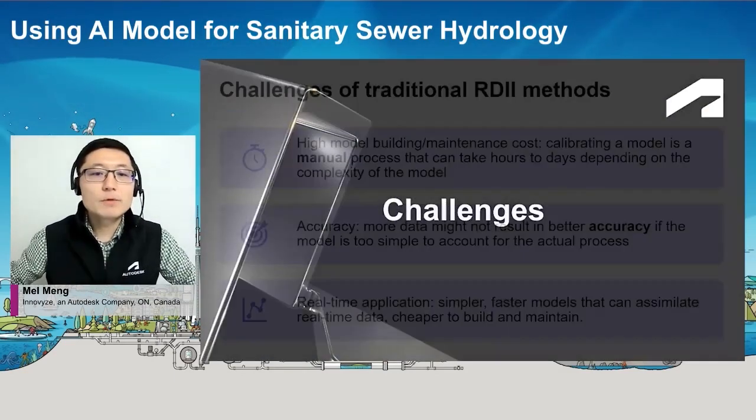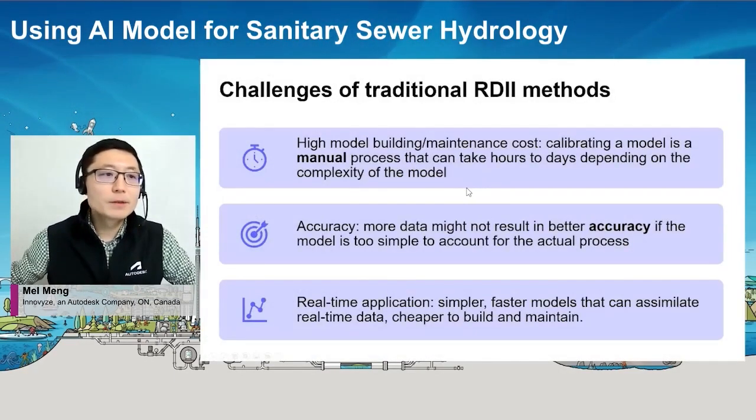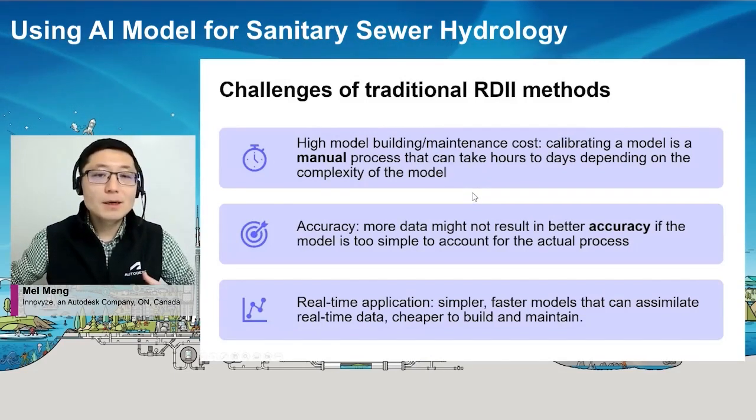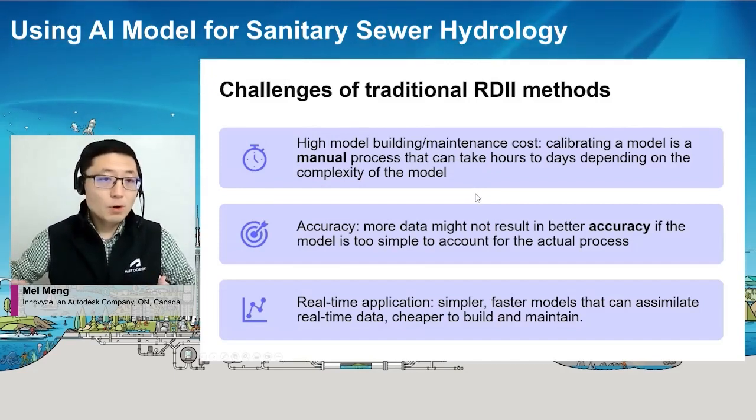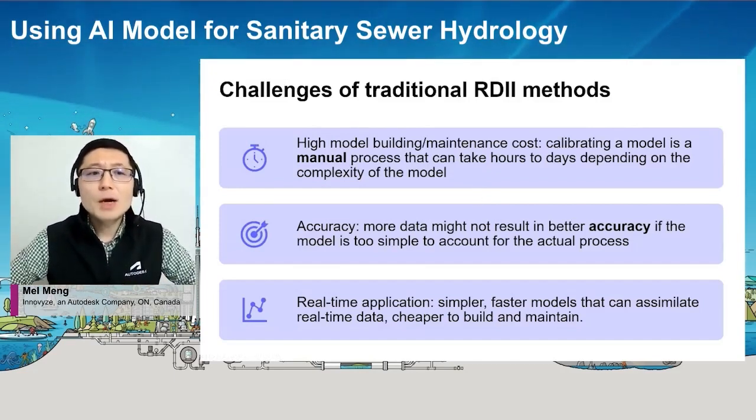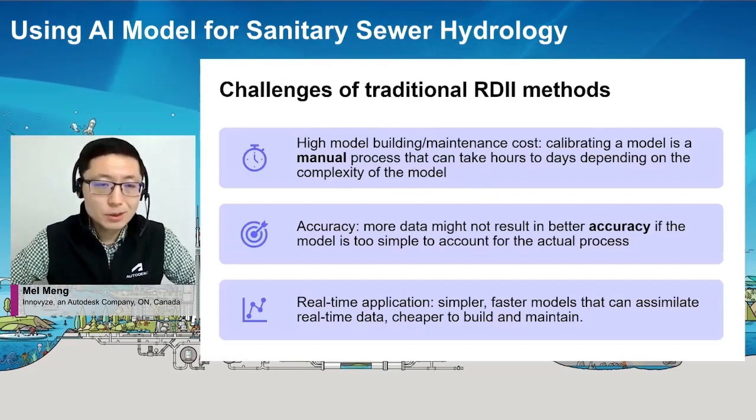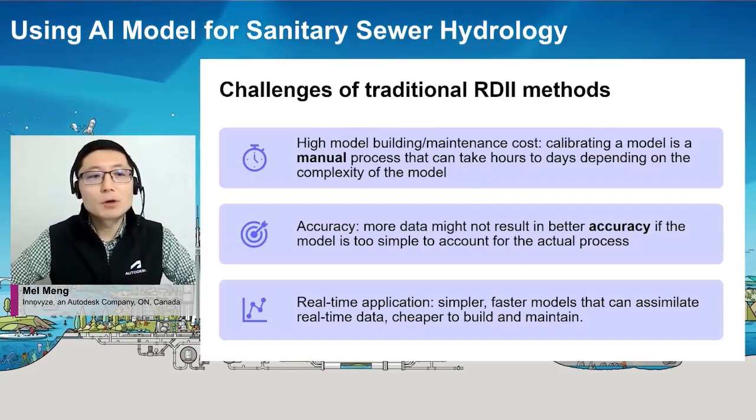So here are some of the major challenges with the traditional methods. The first one is just the cost. Calibrating a model is mostly a manual process. It can take hours to days, depending on the complexity of the model, for just 1 meter. So if you have a system with 50 to 100 flow meters, it can add up very quickly.